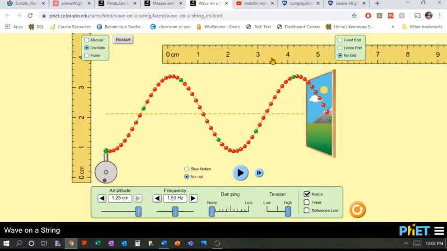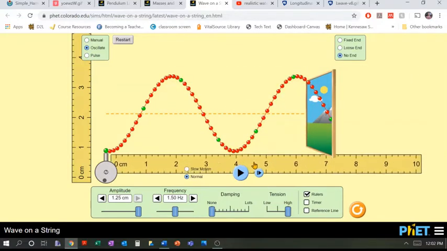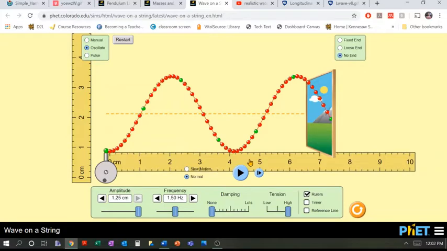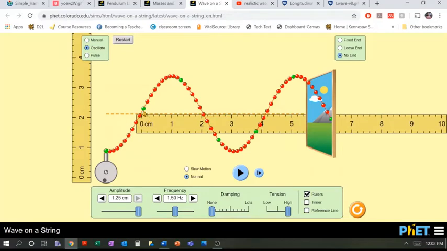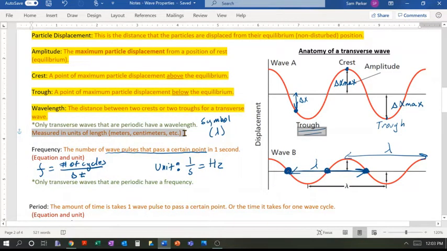So I can measure the wavelength here. It's about 4.2 centimeters, and I'm going to get the same answer no matter how I measure that wavelength. So I can measure the wavelength from trough to trough, about 4.2 centimeters, or if I choose a point where it crosses the equilibrium, skip the next one, and then go to the next, that's going to give me my wavelength as well, 4.2. Okay, so that's how you would measure wavelength. And of course it's a length, so it would be measured in units of meters or centimeters, some unit of length.